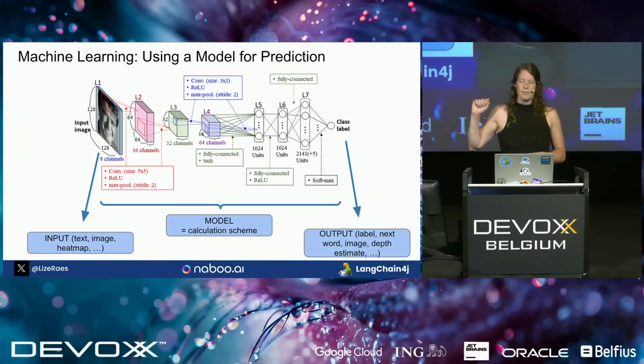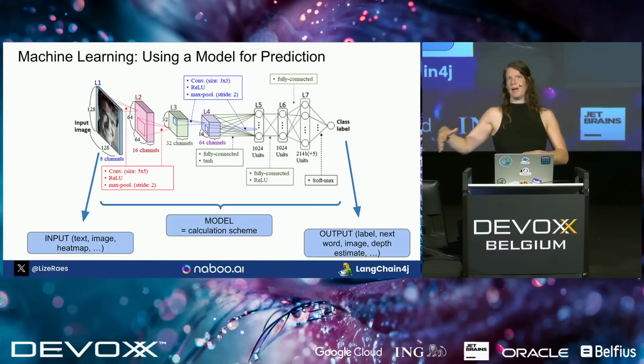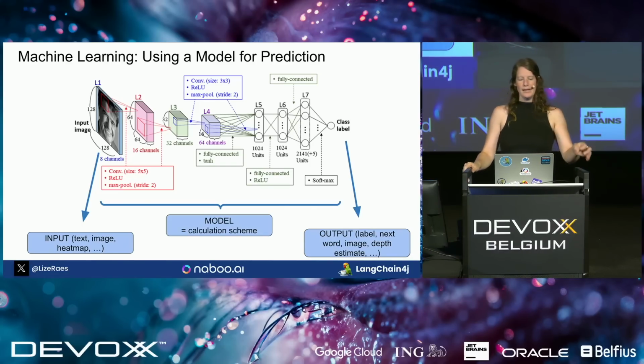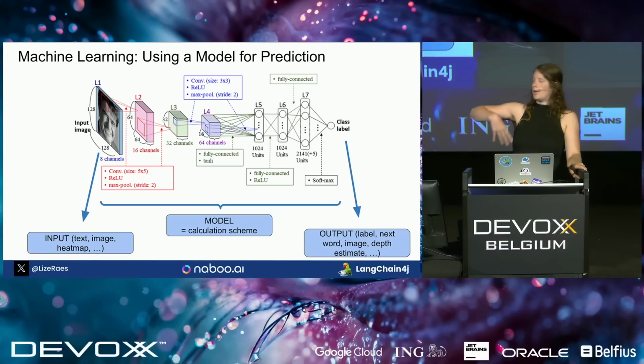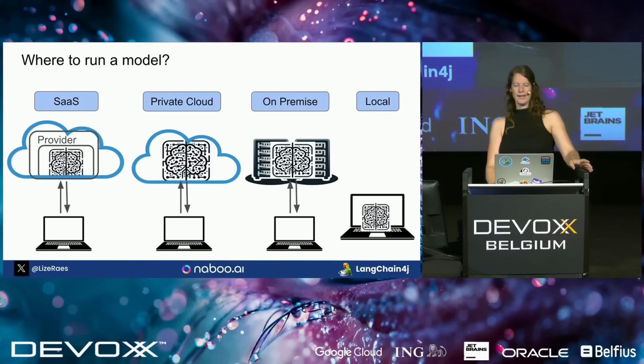Just have the slide to remind us that the input can be anything. Text, image, heat map, anything you can basically digitalize. And then there's all kind of parallel steps going on. So this is basically a calculation scheme. It has no inherent state. This thing itself will not steal your data. Everything around might. And then what comes out is also, again, anything. In this case, it's image classification, so we'll get a label, but it can be depth estimates, images, anything, really.